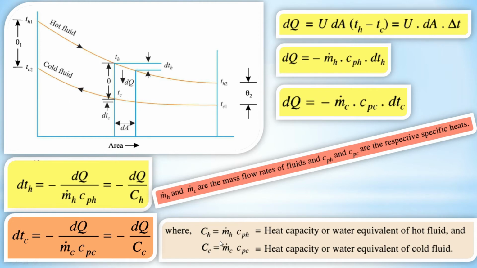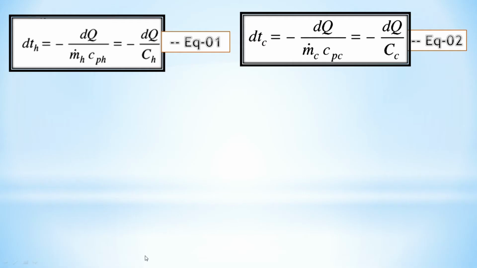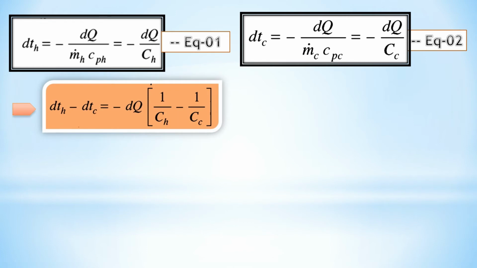So put the value, m dot h into Cph equal to Ch. Okay, so dTh equal to delta Q by Ch, and dTc equal to minus dQ by Cc. We have already derived it, equation 1 and equation 2 in the previous slide.